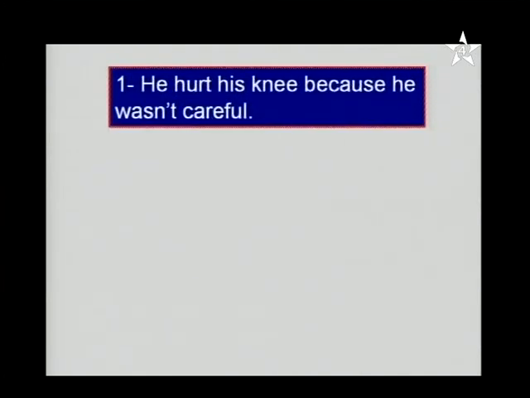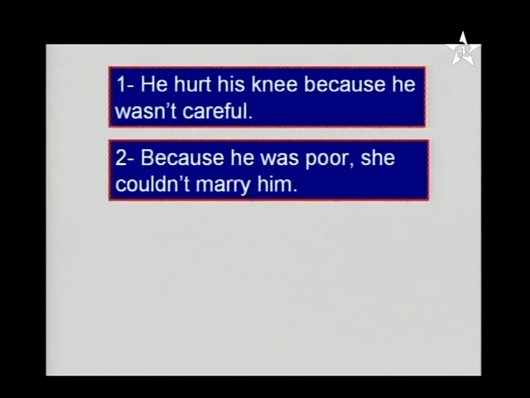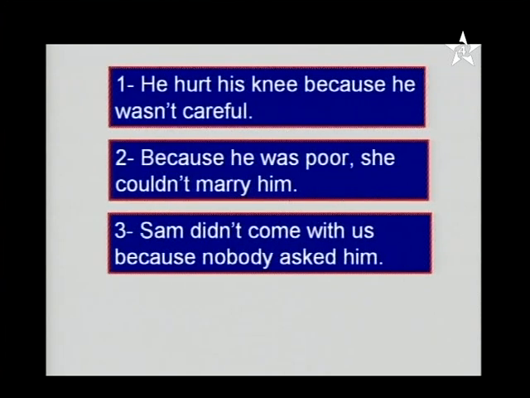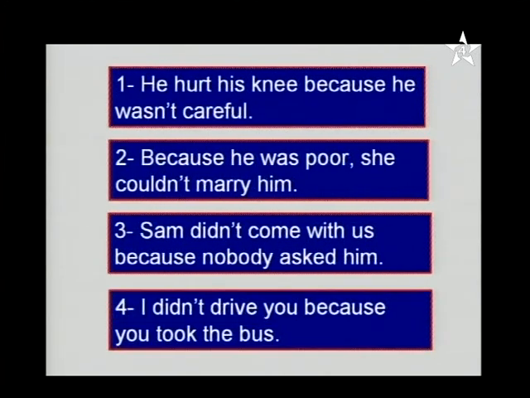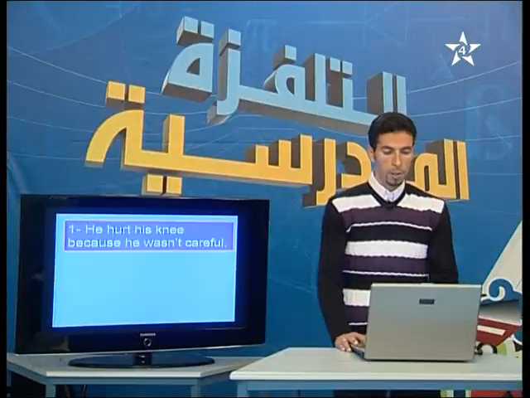Now first sentence, he hurt his knee because he wasn't careful. Second sentence, because he was poor, she couldn't marry him. Third sentence, Sam didn't come with us because nobody asked him. And fourth sentence, I didn't drive you because you took the bus. Right?